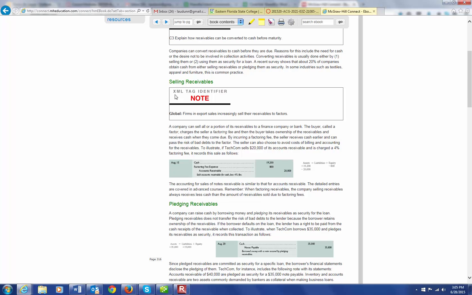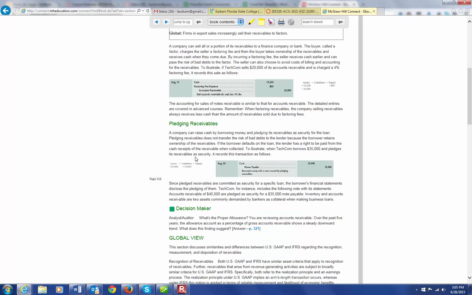Now, that's actually selling your receivables, but there's also the way that you can do this where you're pledging your receivables as security for a loan. And in that case, you're not transferring those to them. So you're not actually getting rid of your accounts receivable. It's just being put up as security on a loan. In that case, you put down the amount of cash that you receive as a debit, of course.